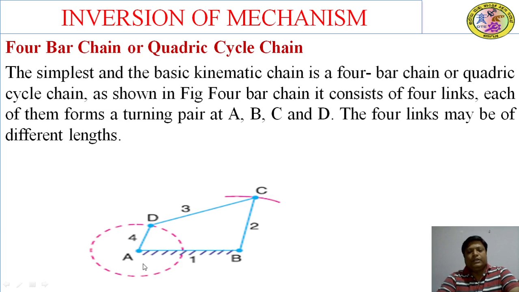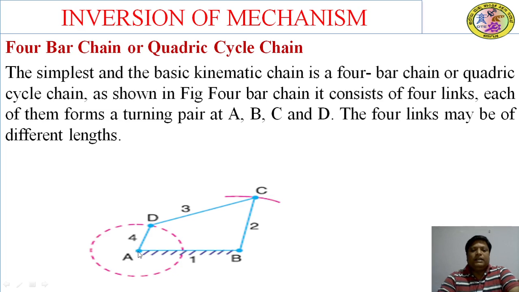Quadric means 4. Here the figure shows a simple 4-bar kinematic chain. The simplest and basic kinematic chain is the 4-bar chain. It consists of 4 links: link 1, link 2, link 3 and link 4. Each forms a turning pair at A, B, C and D. The 4 links may be of different lengths.